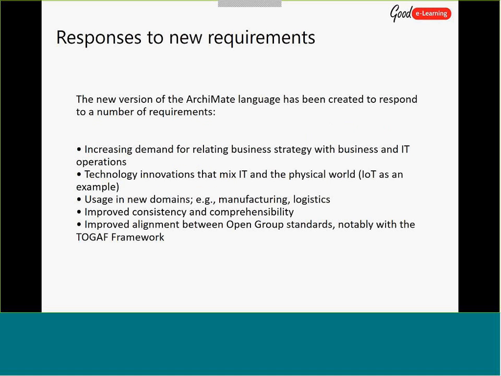So why did ArchiMate 3.0 come about, and what were the key requirements and responses to the need of enterprise architects and those practicing architecture to develop and extend ArchiMate further in 3.0? A new version of ArchiMate has been created to respond to these requirements. So, increasing demand for relating business strategy with business and IT operations.